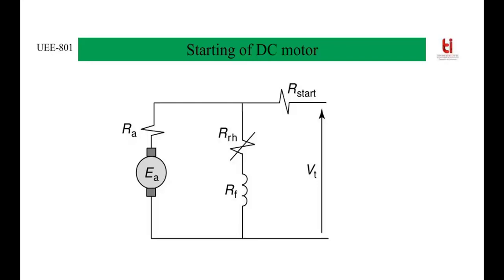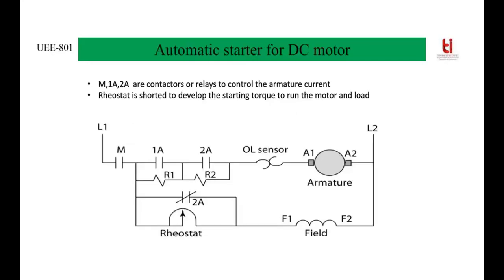Now we will see how contactors are useful in starting these DC motors. Let's take an example of an automatic starter for a DC shunt motor. Here initially the armature current is controlled by energizing the contactors. So there are 4 contactors used in this circuit: M, 1A, 2A and 2A just above the rheostat. At the time of starting, contactor M and contactor 2A just above the rheostat are energized. Then current will take the path L1, M, R1, R2, overload sensor, A1, A2, back to L2.